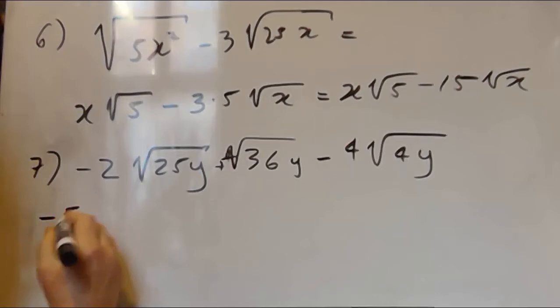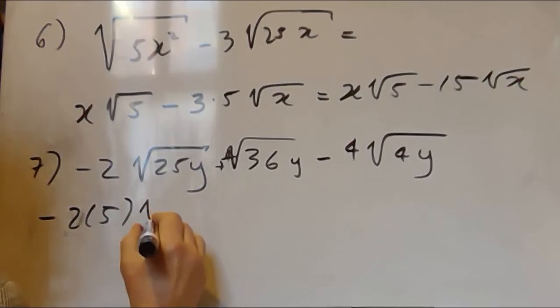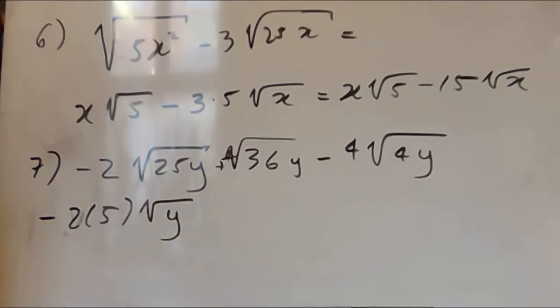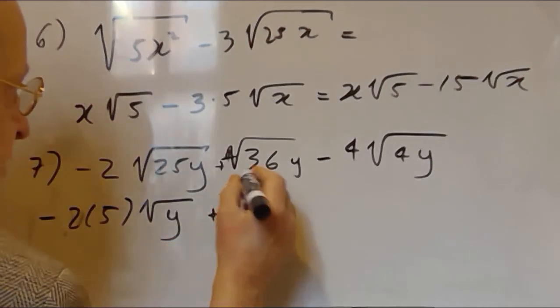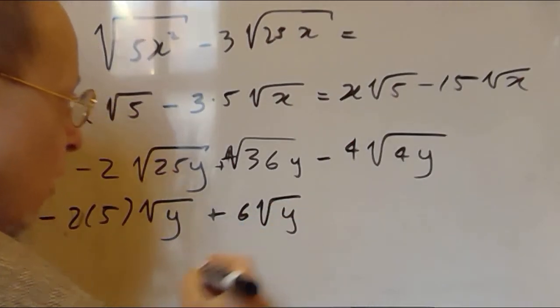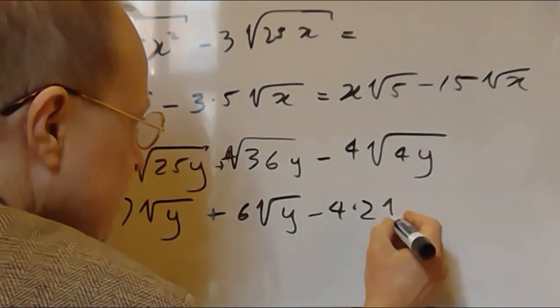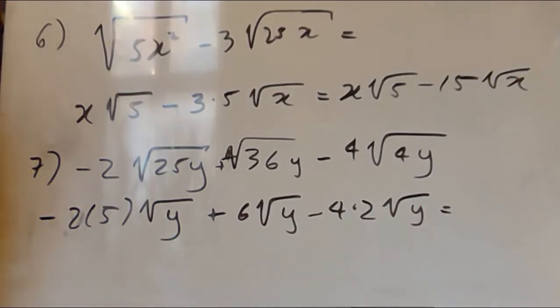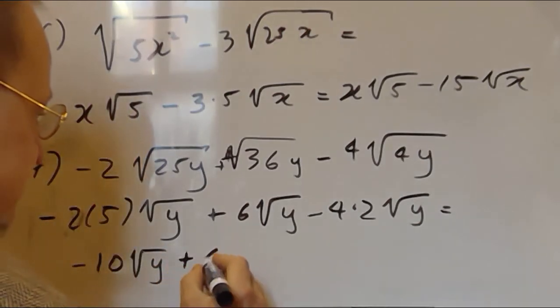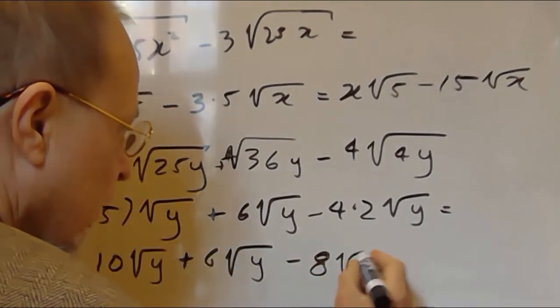So here we have negative 2 times 5 because of the square root of 25, so we have the square root of y. Here we have plus, 36 is a perfect square also, so that's going to be 6 square root of y. And it turns out 4 is also a perfect square, so minus 4 times 2 square root of y. So now we have negative 2 times 5 is negative 10 square root of y plus 6 square root of y minus 8 square root of y.